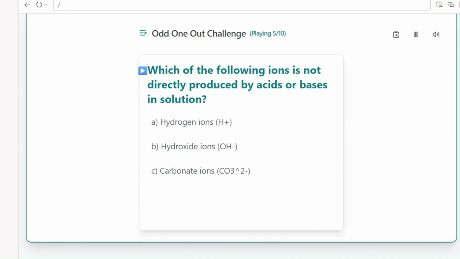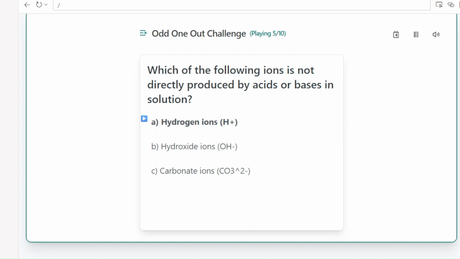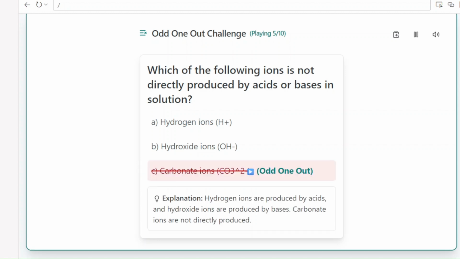Which of the following ions is not directly produced by acids or bases in solution? Hydrogen ions, H+. Hydroxide ions, OH-. Carbonate ions, CO3 2-. The odd one out is carbonate ions, CO3 2-. Because hydrogen ions are produced by acids, and hydroxide ions are produced by bases. Carbonate ions are not directly produced.